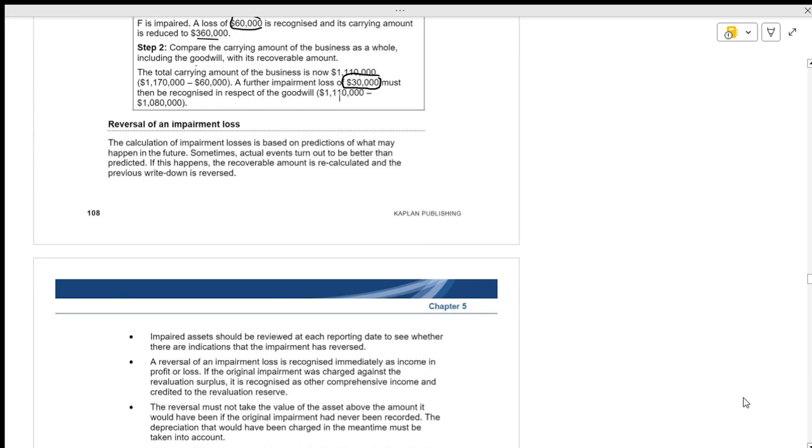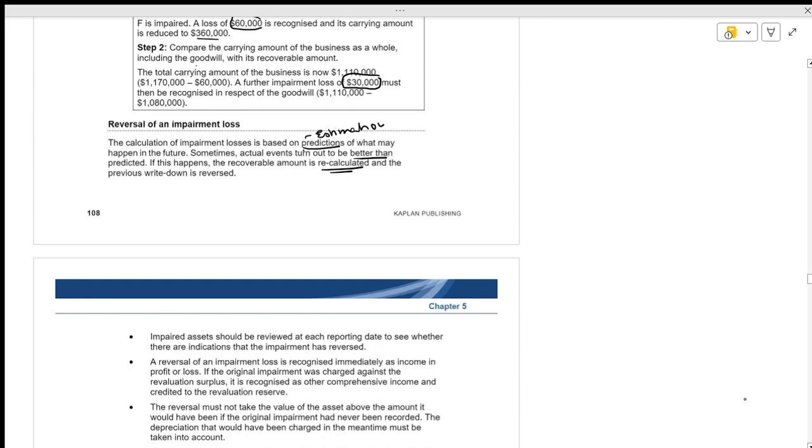In some cases there will be an option to have a reversal also. The calculation of impairment loss is based on predictions. It is only an estimation. Sometimes actual events turn out better than predicted. If this happens, the recoverable amount is recalculated, and what we have written down previously can be reversed.